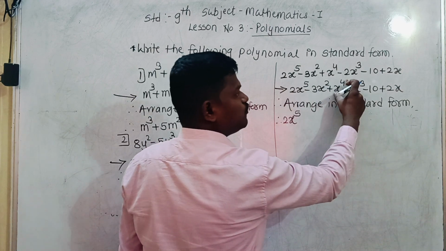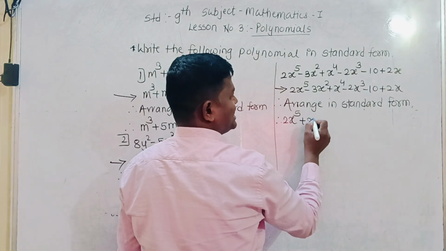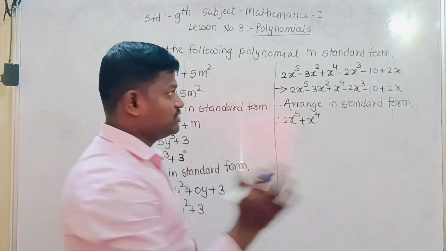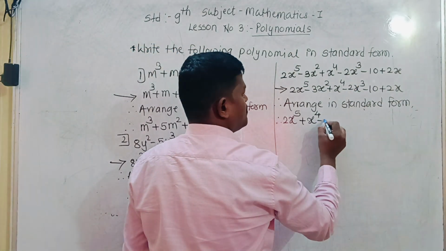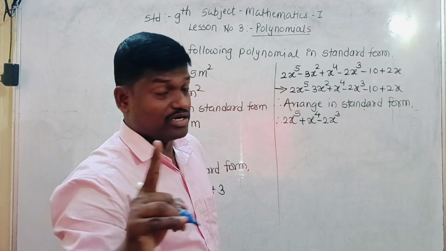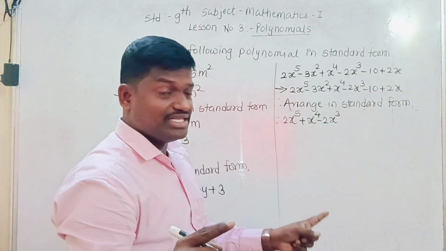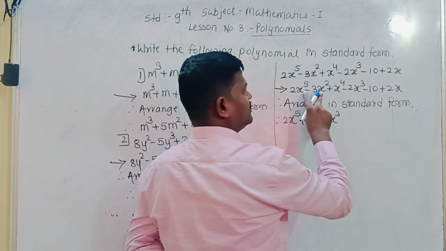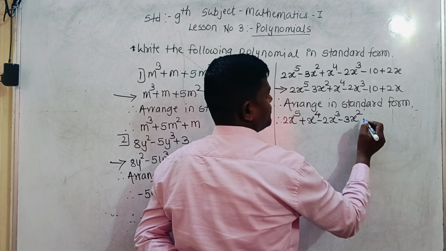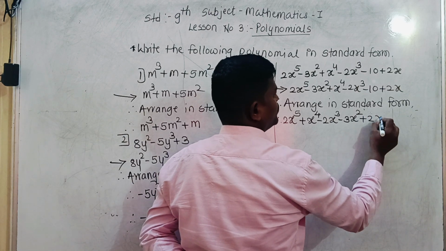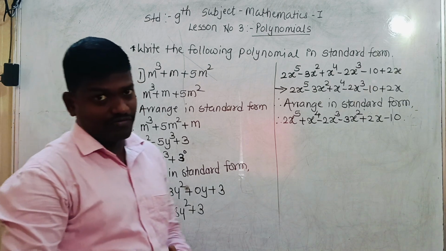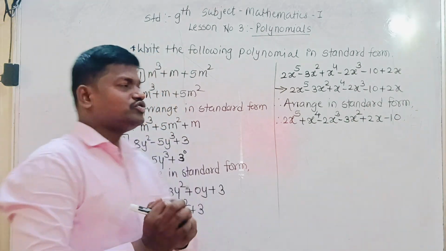After 5 you have to write down 4, so plus x raised to 4. After 4, 3, so minus 2x cube. Remember, you have to write down with signs. Then minus 3x square, then plus 2x, and then minus 10. So this is our standard form. Okay, so write down.